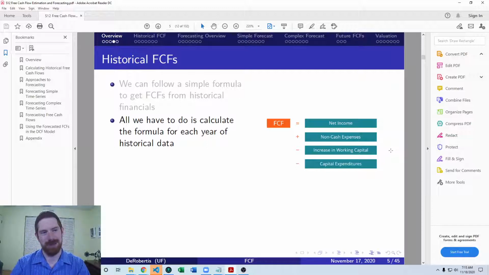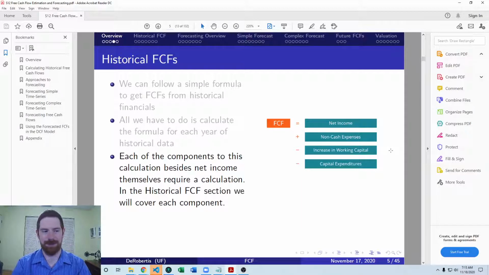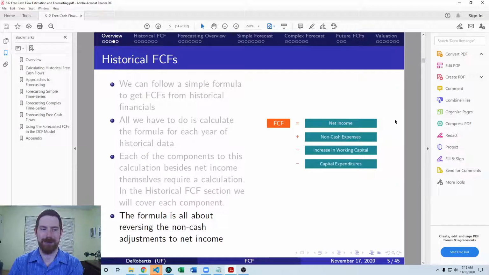But basically, we're just taking this formula and we're going to calculate it for each year of historical data. But it is a multi-level calculation in that each of these three components, which we are going to use to adjust the net income, each have to be calculated on their own before we can do the historical free cash flow calculation. And the philosophy behind this formula is that we are taking this net income, which accountants have adjusted, and we're going to reverse the adjustments that they've made and also include what they've excluded as far as capital expenditures, these large purchases which are being spread over multiple years. So by doing these adjustments, we'll be able to get back to the actual cash coming from the operations, the free cash flows.